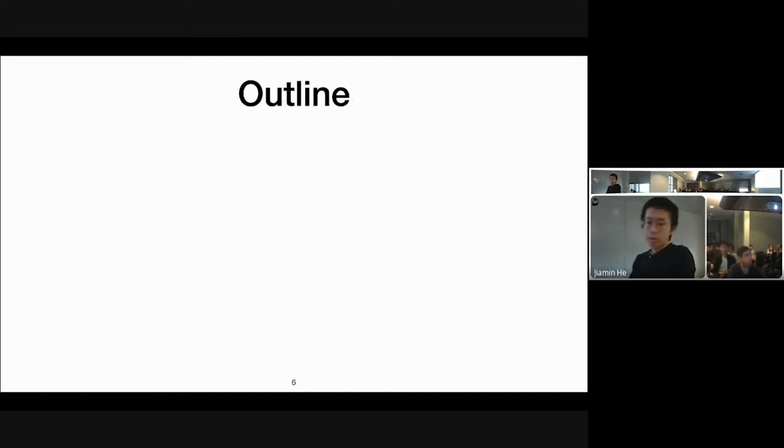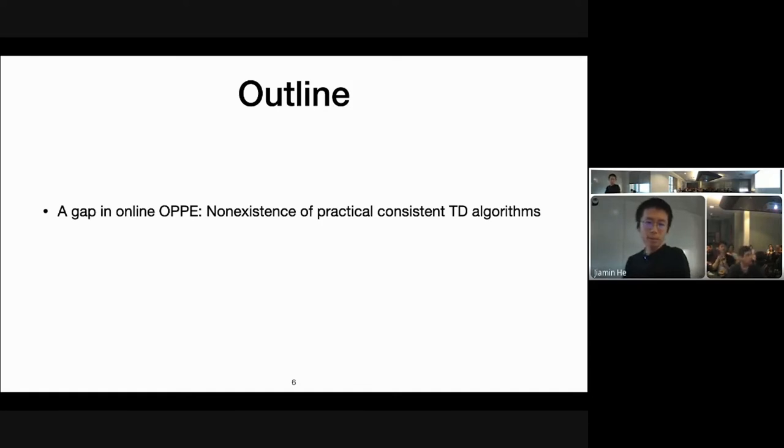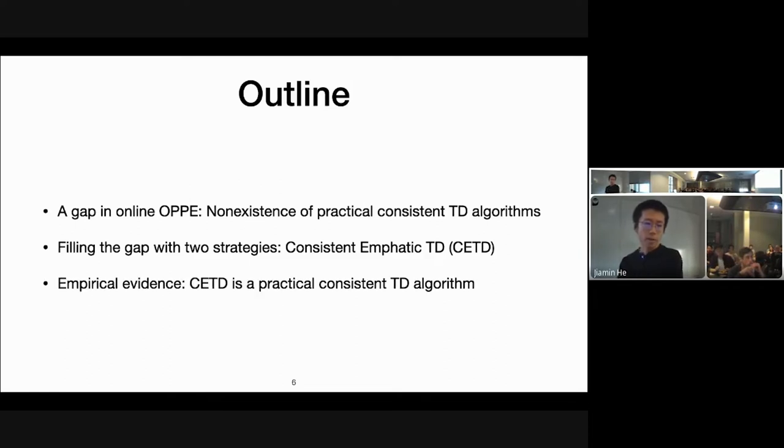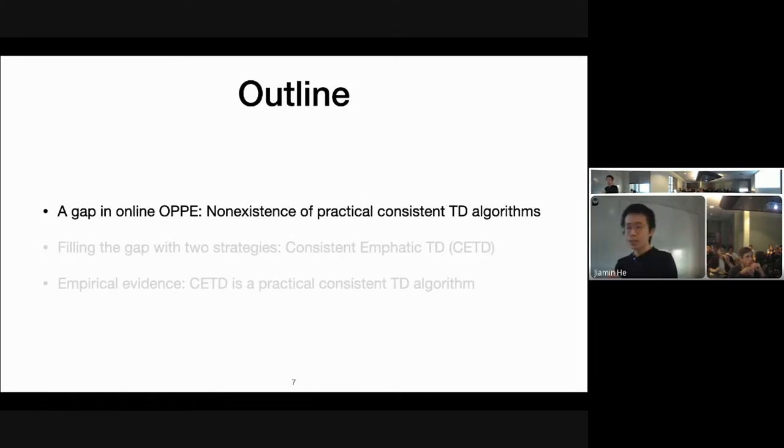Here is the outline of the talk. Correspondingly, we will first identify the gap, and then we will fill the gap with two strategies, arriving at our algorithm, consistent emphatic TD. Finally, I will cover some empirical evidence. Let's get into the first part.